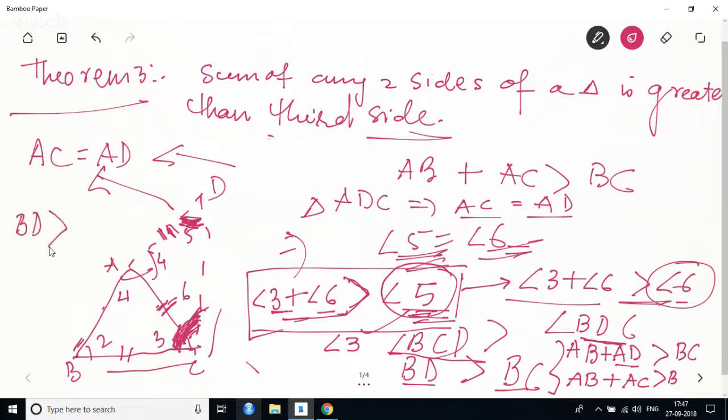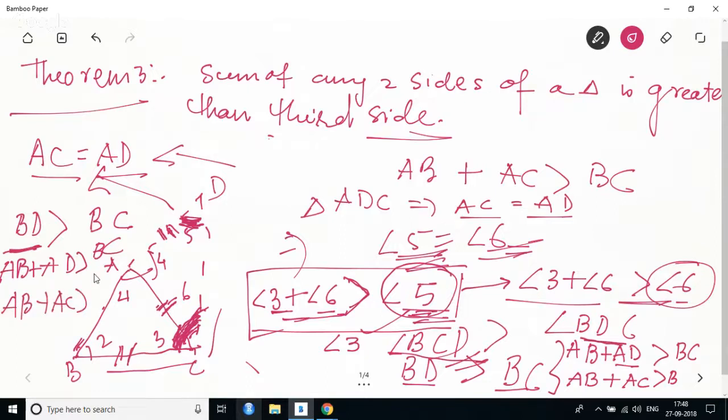So BD would be greater than, by theorem 1, greater angles have larger side opposite to it. The greater angle is BCD, so opposite to it the larger side would be there. So I am writing BD greater than, what is opposite to BDC? Opposite to BDC, BC would be there. So BD is how much? BD is AB plus AD, and that is greater than BC. Now I know from here that AC is equal to AD. So AB plus AC is greater than BC. This is how you have to do it.